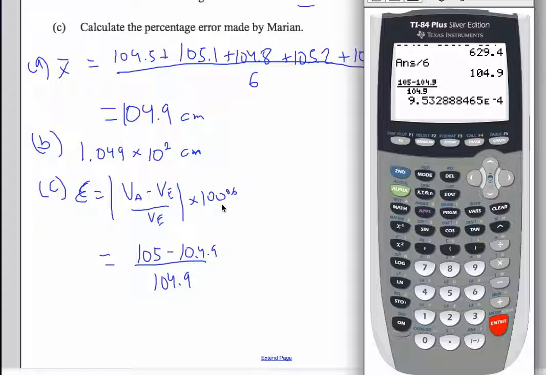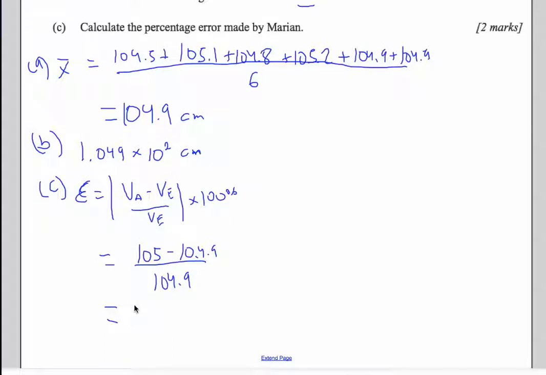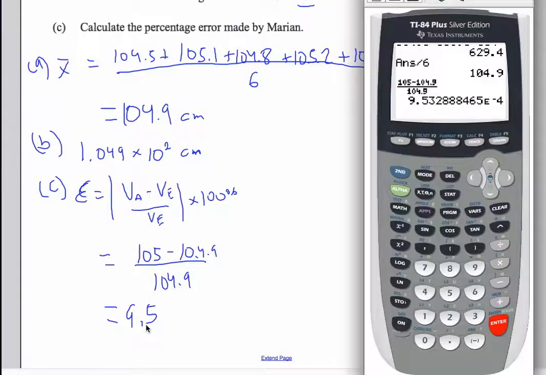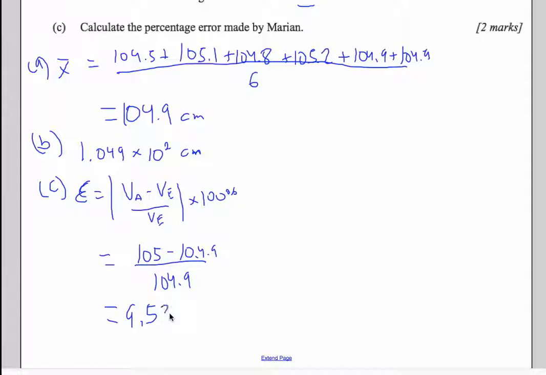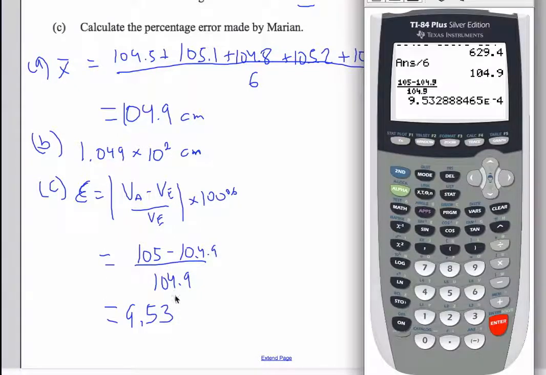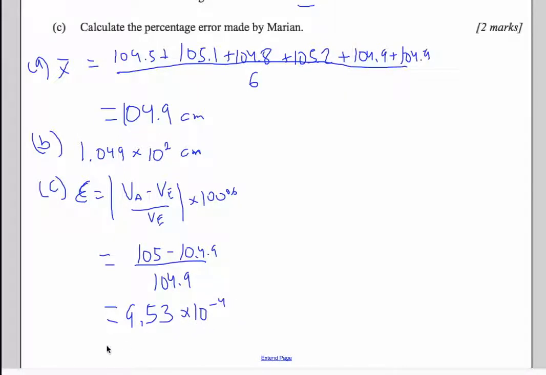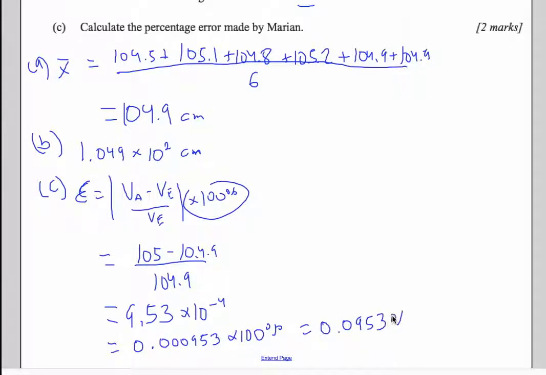And we change it to a percent. Actually, let's just write down that decimal number for a second. So we got 9.5, let's use three significant figures, 3. And what this means on my calculator is that's times 10 to the power of negative 3. That equals 0.000953. Now I want to times by 100%. I'll get 0.0953% is my percent error.